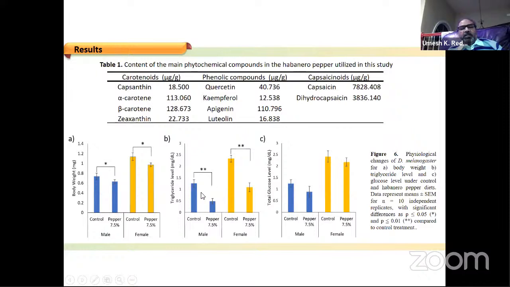Especially the triglyceride levels. Whosoever is diabetic in this audience, you can see eating this kind of habanero peppers, the triglyceride level is reduced substantially in male flies as well as female flies. This is the total glucose levels.